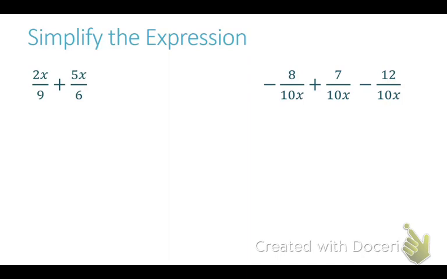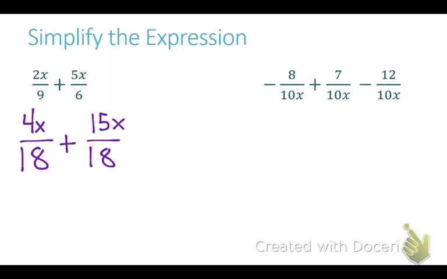Okay, what's my LCD for the first one? 18. It's 18. Okay, so I need to multiply the first fraction, top and bottom, by what? 2. Yes, by 2. So I get 4x over 18 plus 15x over 18. Now that I have common denominators, I can add my numerators together. So here's my question. Is this going to be 19x or 19x squared?